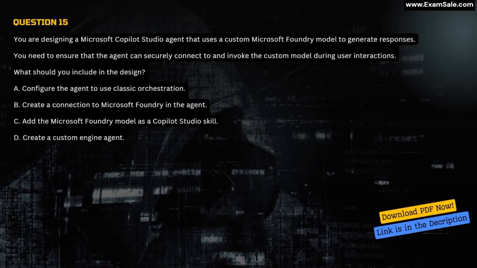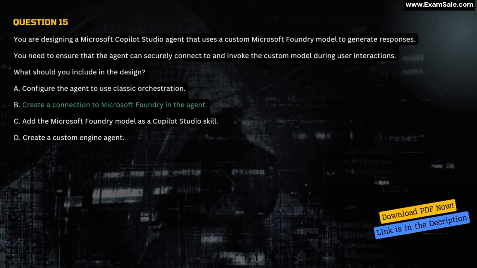A. Configure the agent to use classic orchestration. B. Create a connection to Microsoft Foundry in the agent. C. Add the Microsoft Foundry model as a Copilot Studio skill. D. Create a custom engine agent.